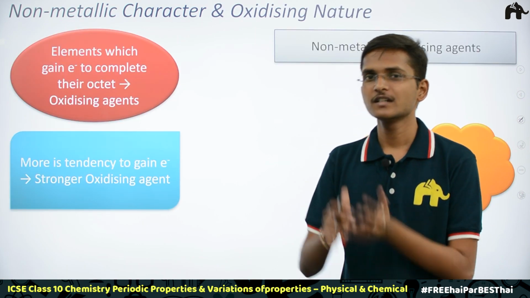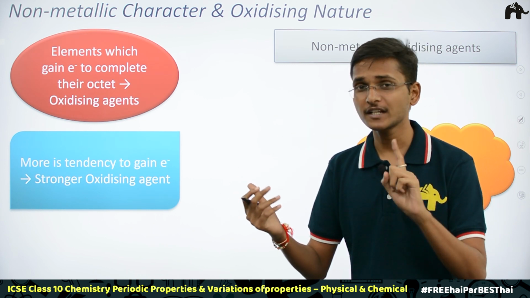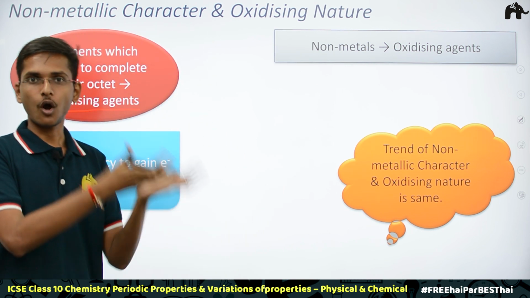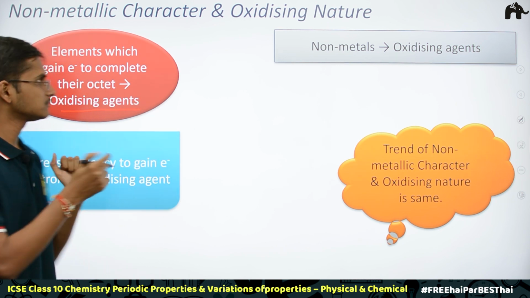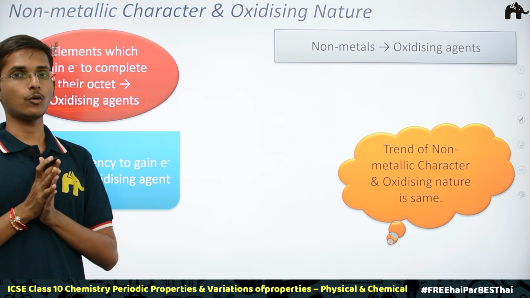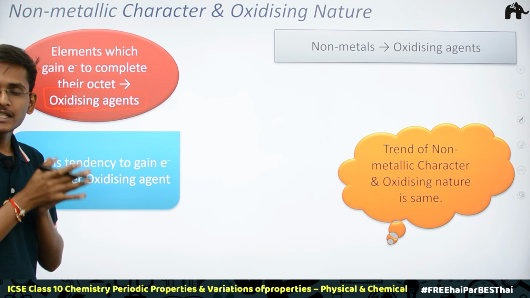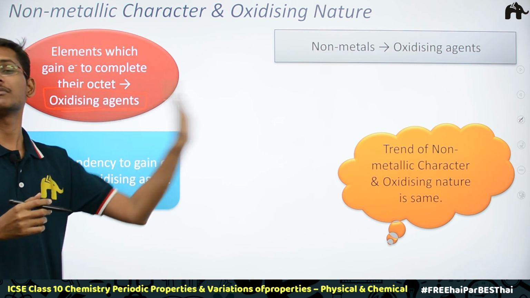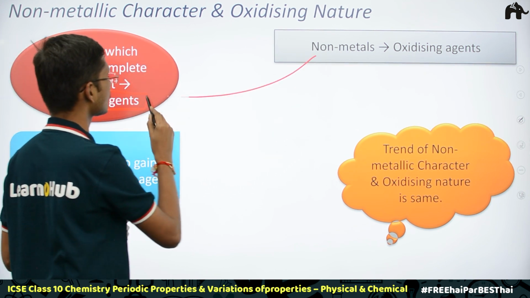Okay, now let's see what the oxidizing agents actually are, and the correlation between non-metallic character and oxidizing agent. So what are oxidizing agents? Such elements which gain electrons to complete their octet are oxidizing agents. Now we know which elements gain electrons to complete the octet. Do you remember the example? Chlorine gaining the electron, completing its octet, and chlorine is a non-metal. So yes, we can say that non-metals are oxidizing agents.